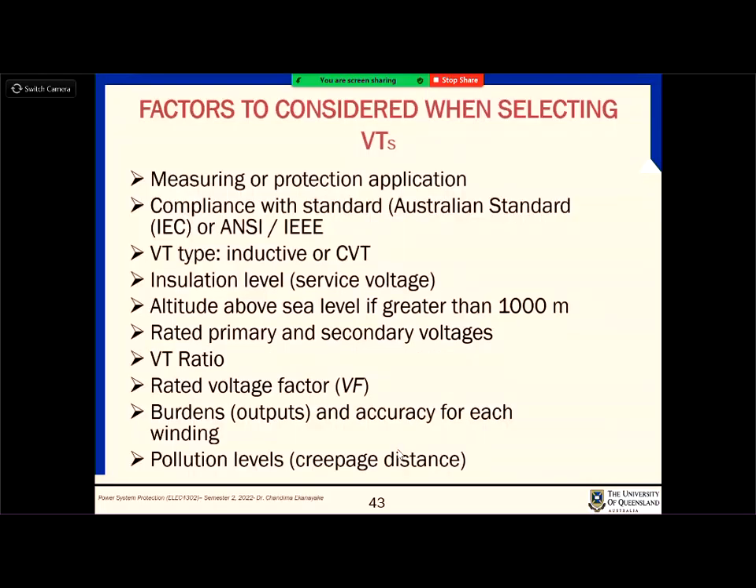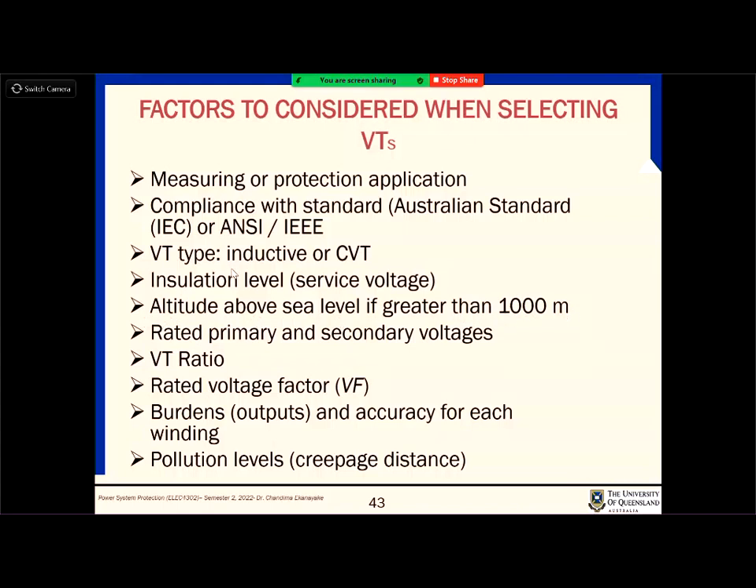So when we are selecting a VT, considering all these factors, we need to consider what is my application, and what standards I need to go ahead with, and the type of the VT, whether CT or induction type, and then the insulation level and altitude level. Why altitude? Because this has some impact on insulation levels.